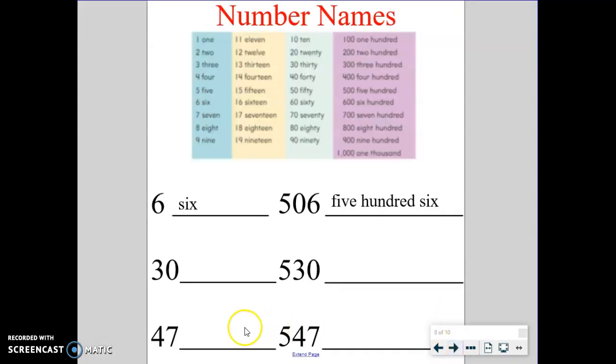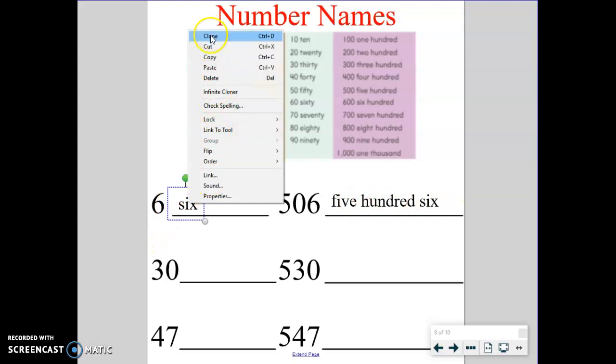On this page, we're going to practice writing the number words. So if I have the number 6, I'm going to look up here, and I'm going to find that word 6, and I'm going to write it on the line. I have to do 506. So I'm going to start by looking at my 100, and I see 500 is right here. So 500. I don't have any tens, but I do have 6. So I'm going to do 506.